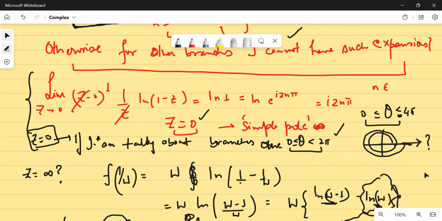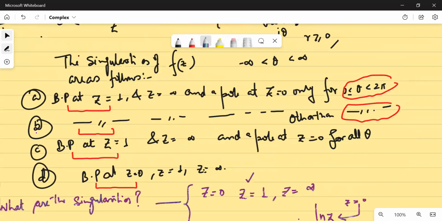So should I repeat it all over again? So here is the answer. I think branch point at z equal to 1 and z equal to infinity, and a pole at z equal to 0 other than the principal branch. The answer should be B. Okay. Are you getting my point? ये चीज समझ में आई या नहीं आई? Please let me know. Right, sir. Right. अल्पना समझ में आई?